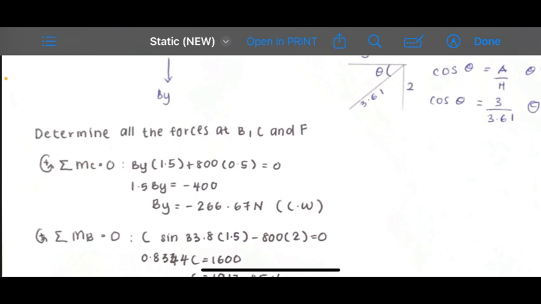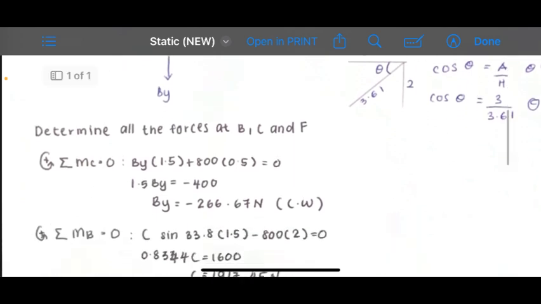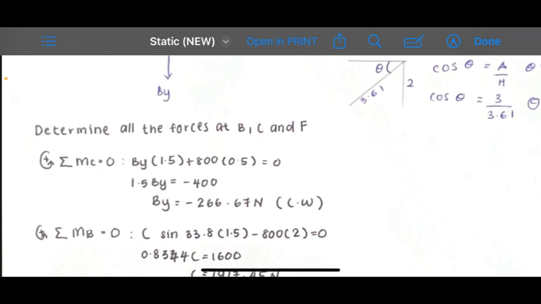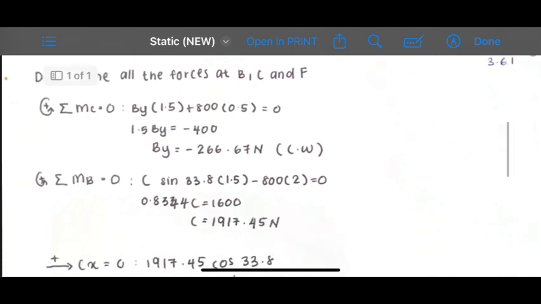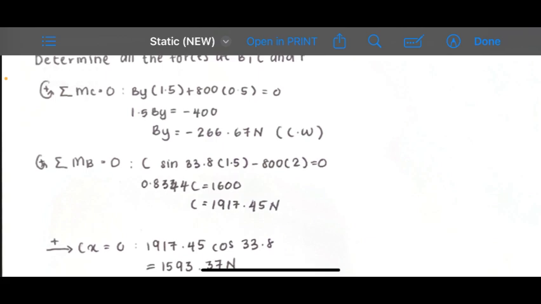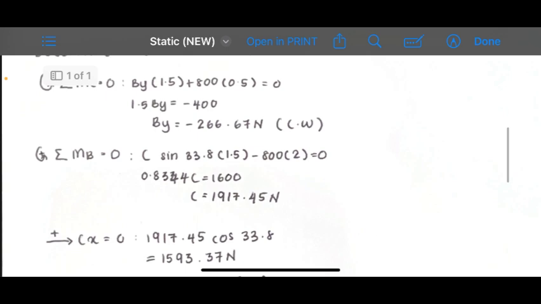So based on the formula, the moment at C equals 0, F multiplied by D. So we use the forces given. We assume that anti-clockwise moment is positive. So we write the formula and calculate it, and we get By equal to negative 266.67 Newton. So here the answer we get is negative, so the answer is not an anti-clockwise but a clockwise moment.